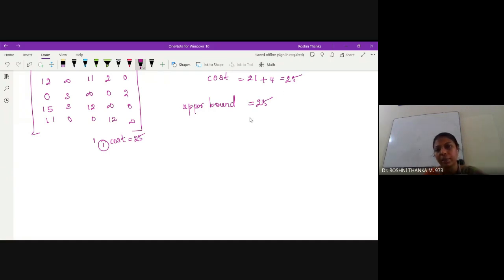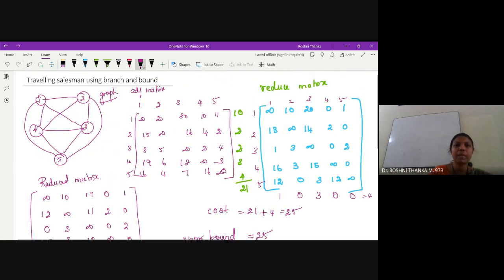In this traveling salesman problem using branch and bound, we update the upper bound once you reach a leaf node; that leaf node's cost will become the upper bound. I am repeating: once you reach the leaf node, that leaf node's cost will become the updated upper bound. Okay. As usual, we have started from node number 1. When you start from node number 1, the other possible places we can go are 2, 3, 4, or 5. So here are the connections.